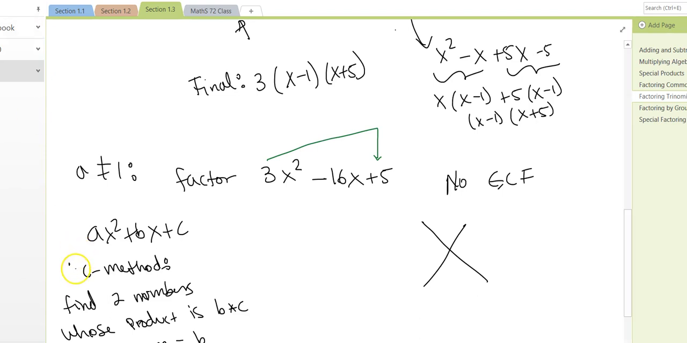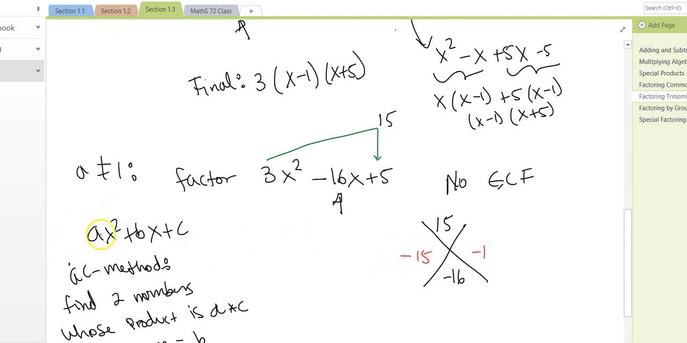This is the AC method. So I want two numbers whose product is AC and whose sum is B. So 3 times 5 is 15. So I want two numbers whose product is 15 and whose sum is B, negative 16. And so what numbers work? The numbers that work are negative 15 and negative 1.